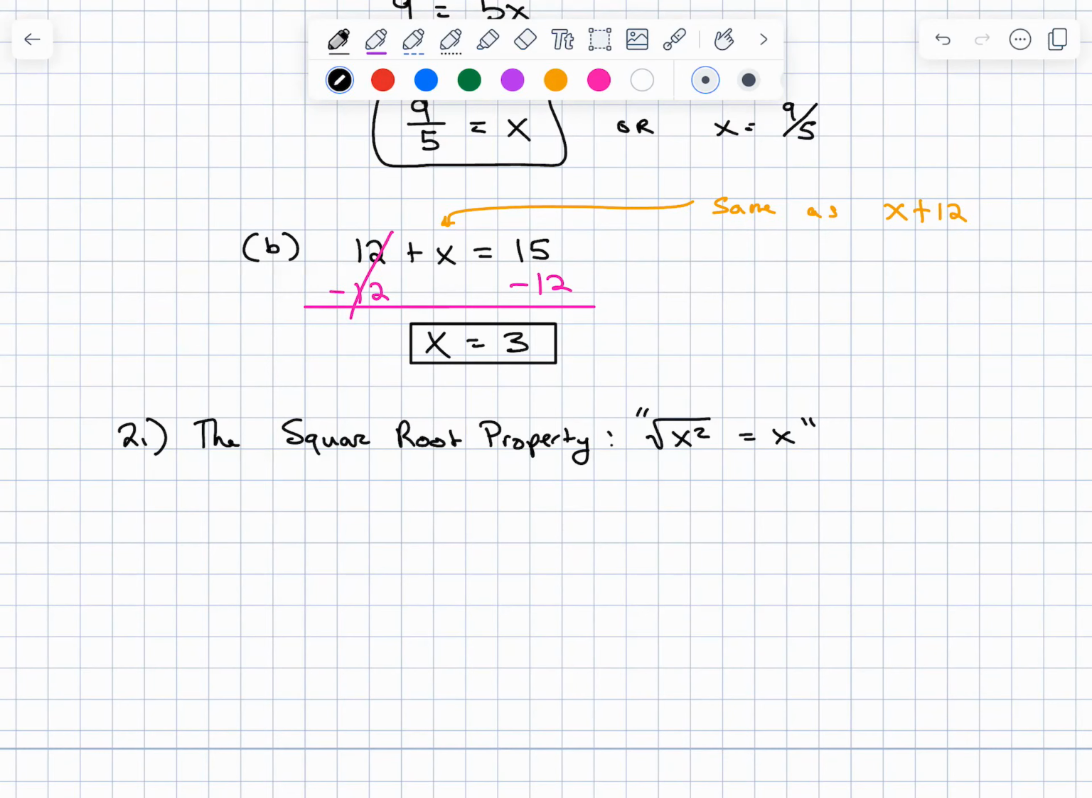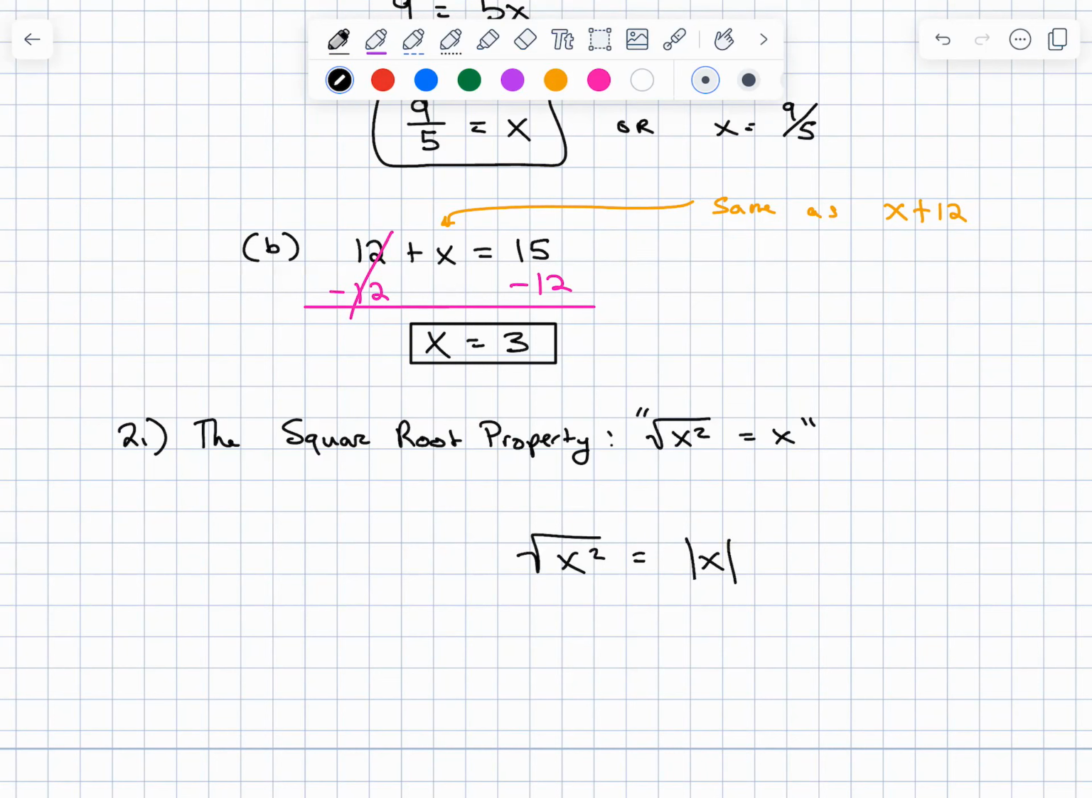Mathematically speaking, technically, don't write this down because it's not going to be important for us in this class. Technically speaking, the square root of x squared is equal to the absolute value of x, because if you're looking at it as a raw mathematical object, there are two solutions. There's positive x and there's negative x that work.